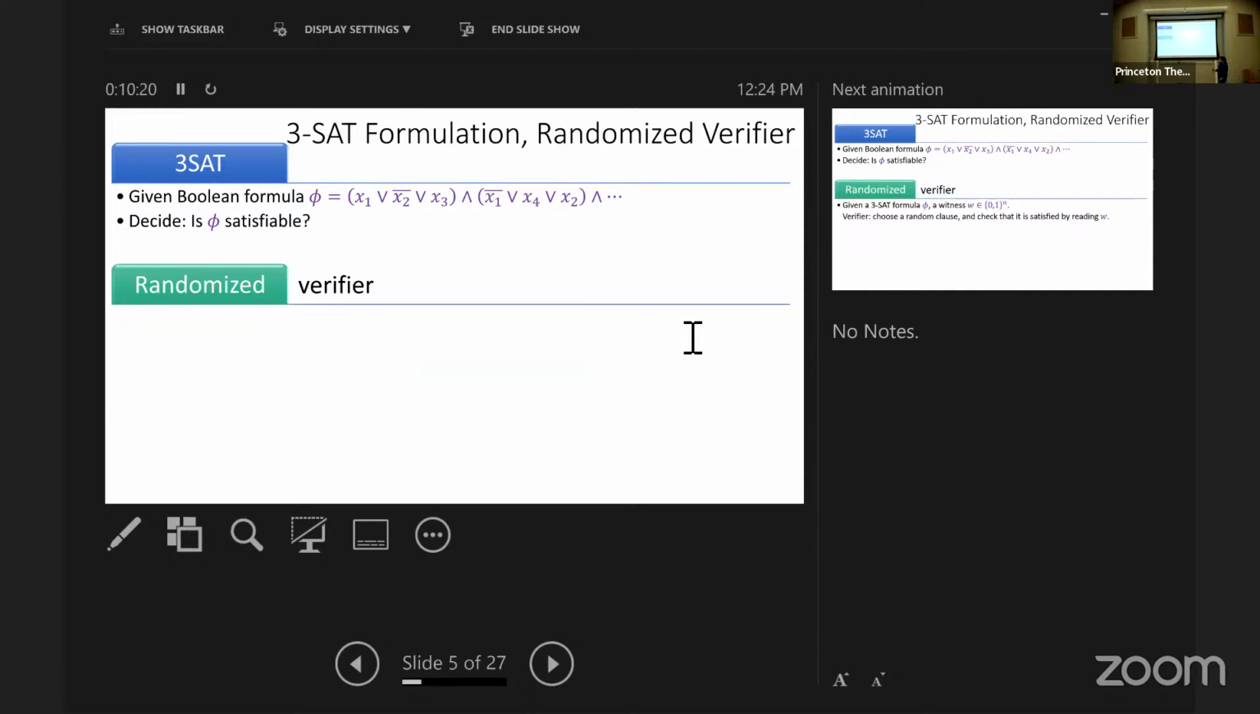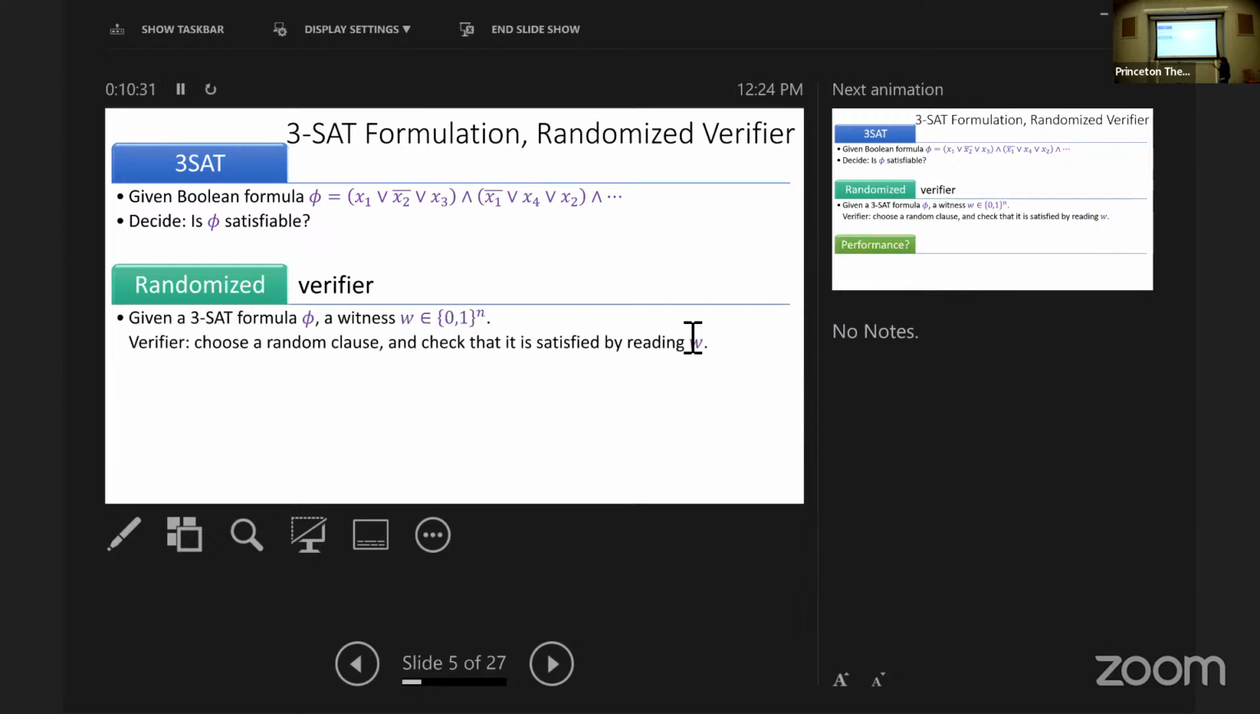Cool. So towards stating the PCP theorem, let's look at the same very simple verifier, but let's take a randomized view on it. So what the verifier is going to do now, given a 3-SAT formula phi, the witness is still a satisfying assignment. But now the verifier is going to sample one of the clauses randomly and check whether that clause is satisfied or not. So now it is efficient in the sense that you only read one clause, but the performance of this is nothing to write home about.